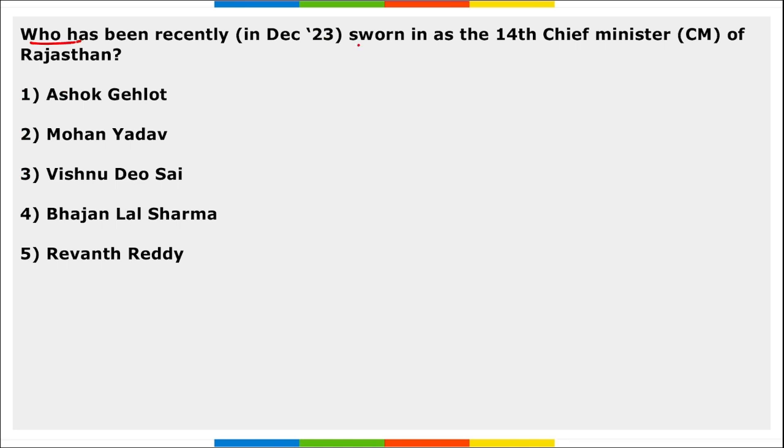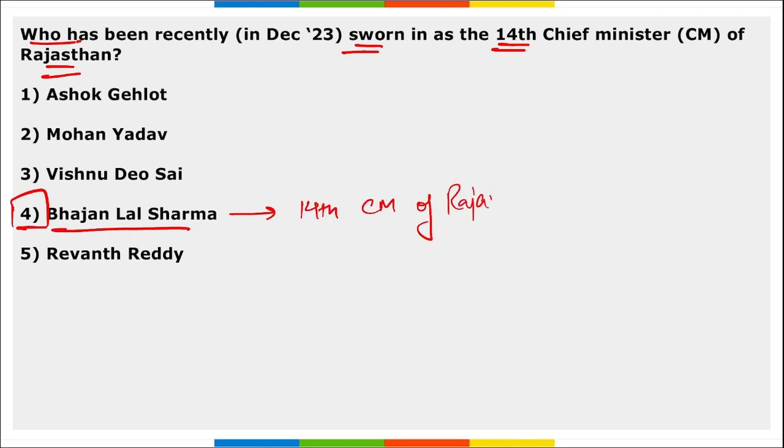Who has been recently sworn in as the 14th Chief Minister of Rajasthan? Bhajan Lal Sharma has been recently appointed as the 14th Chief Minister of Rajasthan. Right? Important, take a note of it. Who is the Governor of Rajasthan? Kalraj Mishra. Right? And the next question that can be asked is whom Bhajan Lal Sharma replaced as the new Chief Minister of Rajasthan. He replaced Ashok Gehlot.